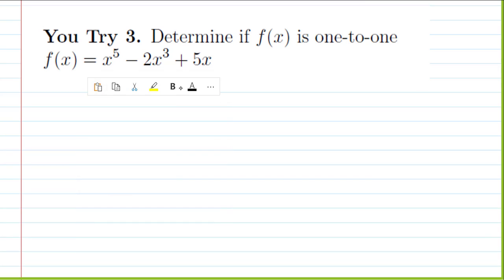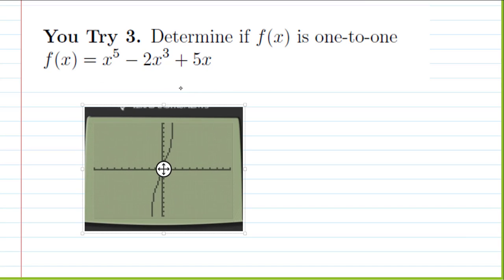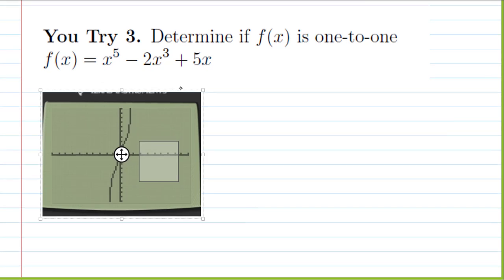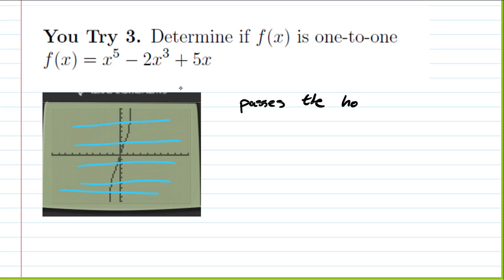So it appears that no matter where I draw a horizontal line, it would only ever intersect the graph once, so this passes the horizontal line test. So then f of x is one-to-one.